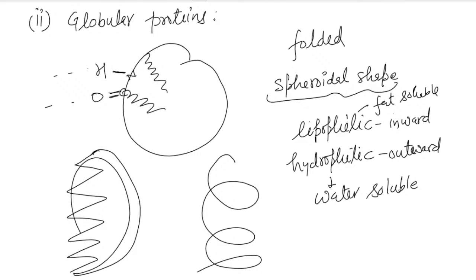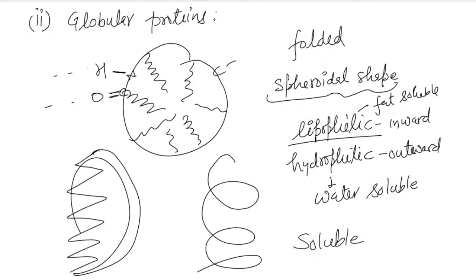In this way, the water molecules interact strongly with the polar groups. Hence, globular proteins are soluble in water. The hydrocarbon part, the lipophilic part, is inward, and the hydrophilic part is outward, so it can interact strongly with water. That's why it is soluble in water. Fibrous protein is insoluble in water.